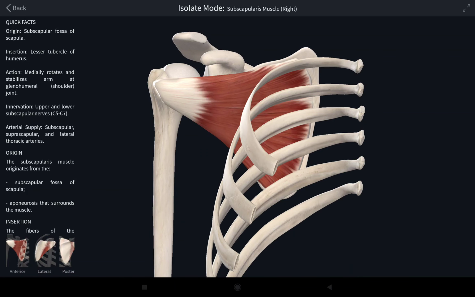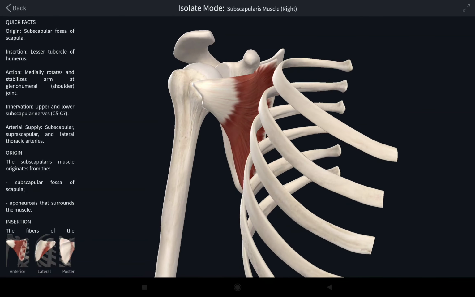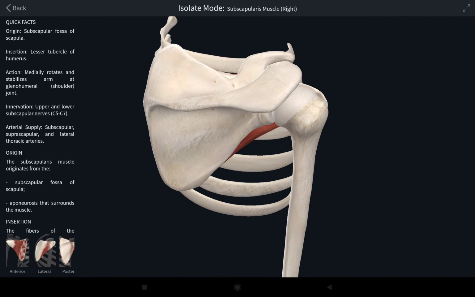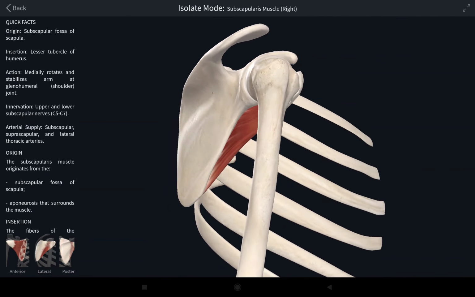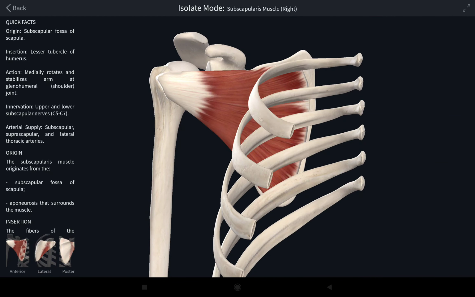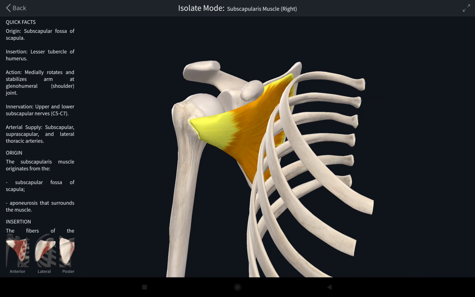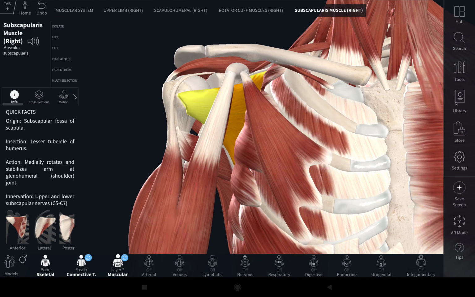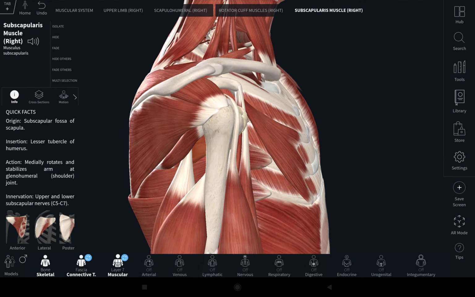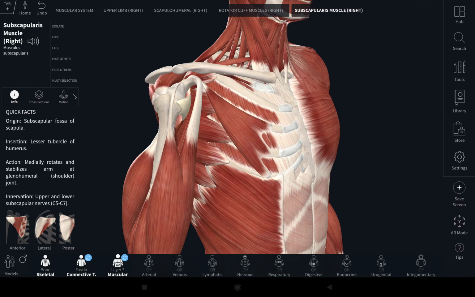These four muscles, that means the supraspinatus muscle, the infraspinatus muscle, the teres minor muscle, and the last of all, the subscapularis muscle, are combinedly called the rotator cuff muscles. It is very important. Please remember, these four muscles are called the rotator cuff muscles.